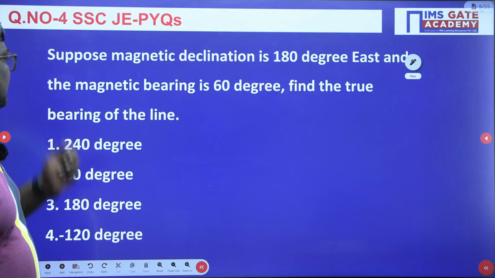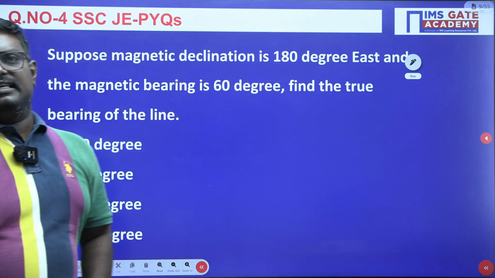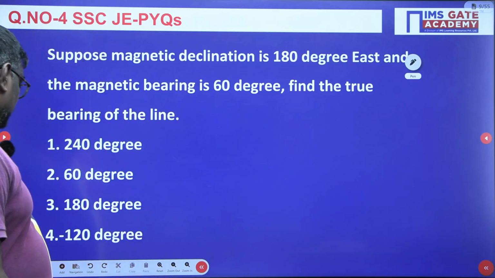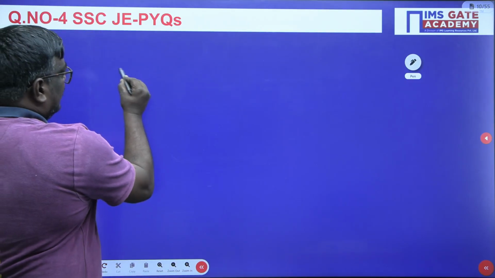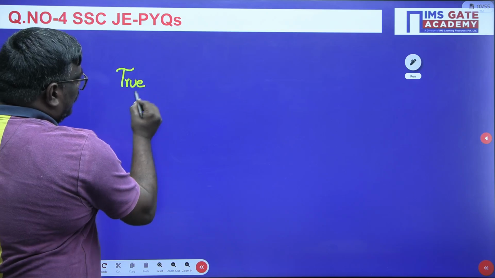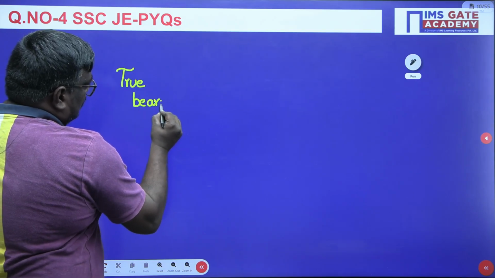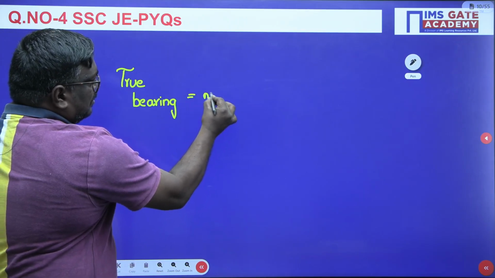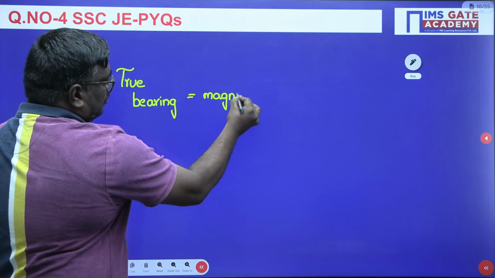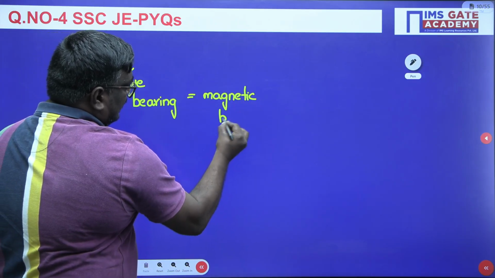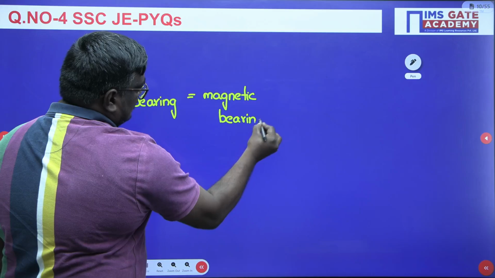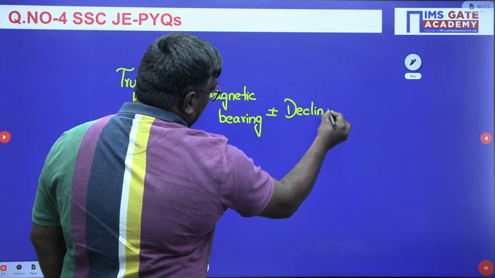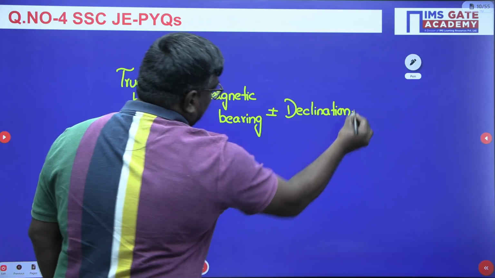Now my dear students, see, suppose magnetic declination is 18 degrees east and the magnetic bearing is 60 degrees, find the true bearing. Now see students, let me tell you something important. Here, true bearing is equal to magnetic bearing plus or minus declination. What, sir? True bearing is equal to what, my dear students? Magnetic bearing plus or minus declination.